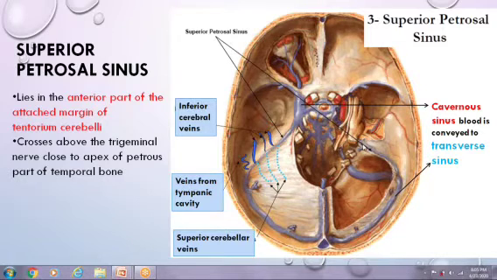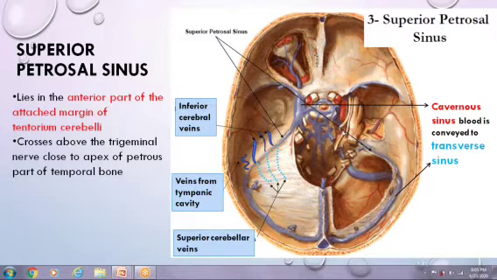Okay. Now the superior petrosal sinus. See, this is the superior petrosal sinus. See the arrow mark here. This is the superior petrosal sinus, which lies in the anterior part of the attached margin of tentorium cerebelli. So it lies in the superior border of petrous part of temporal bone.